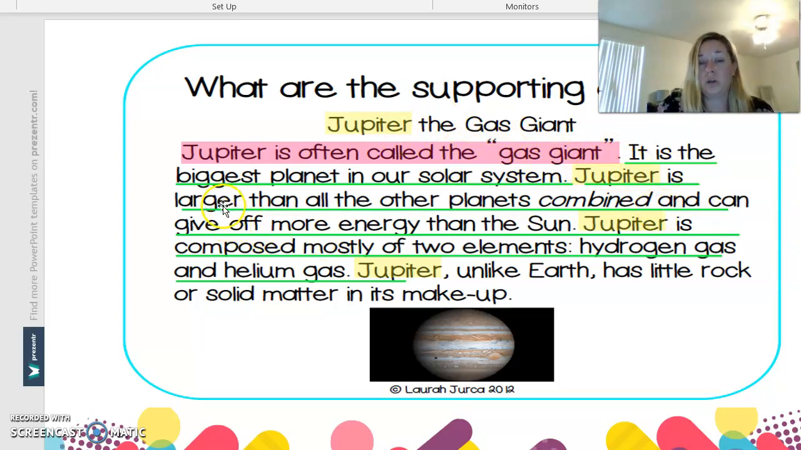Jupiter is larger than all of the other planets combined. Larger? Giant? Sure. Jupiter is composed mostly of two elements, hydrogen gas and helium gas. Does that support? It sure does support. Jupiter is often called the gas giant. These details are all related to Jupiter being a gas giant.